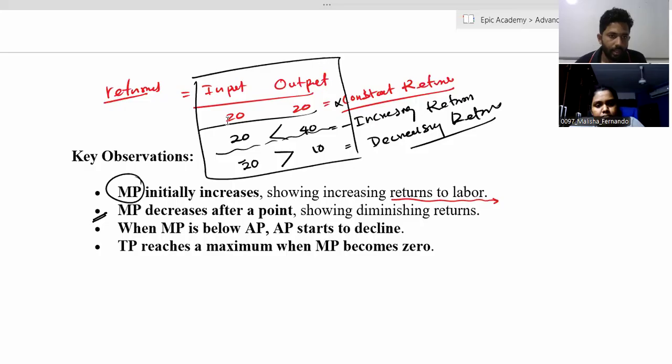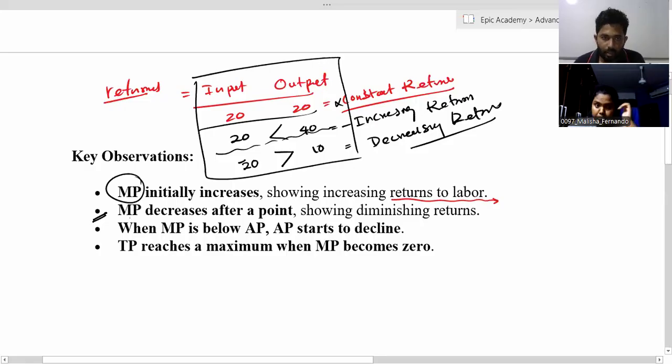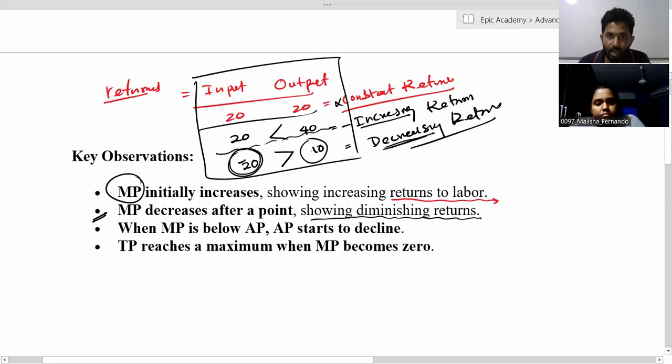Sorry, connection was failed. Okay, right. Sorry for that one. In here, again, MP, I mean marginal production, decreases after a certain point, showing diminishing returns. I mean decreasing returns. See this one, decreasing returns. The input increasement taking greater value than the output increasement. That is how we call it decreasing return or diminishing return.